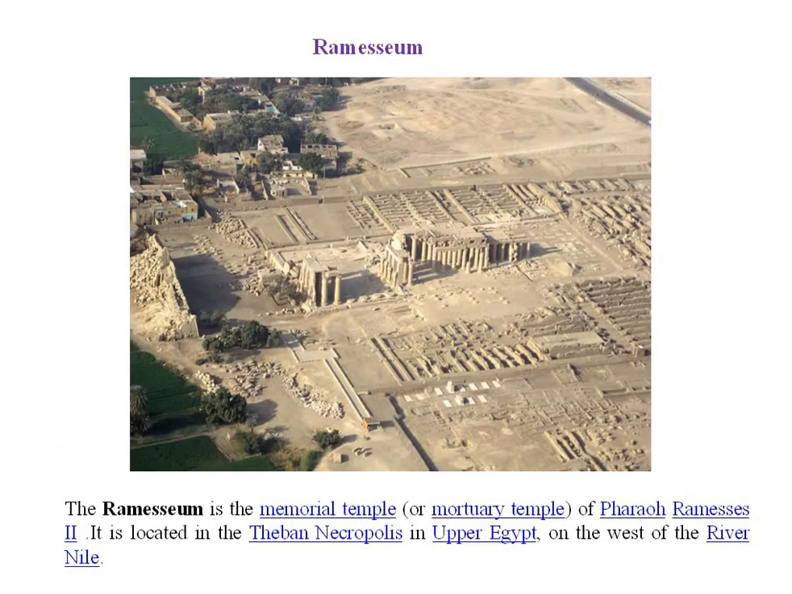The Ramesseum. You can see this photograph, the memorial temple or mortuary temple of Pharaoh Ramesses II. It is located in the Theban necropolis in Upper Egypt, on the west of the river Nile. What technology did they use? Main article: ancient Egyptian technology.